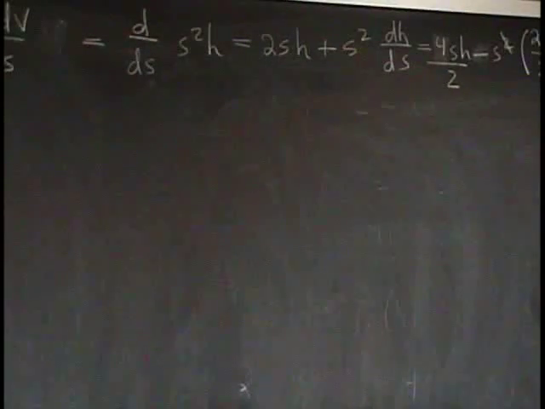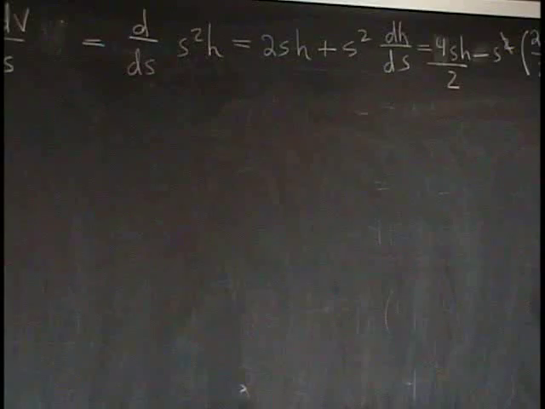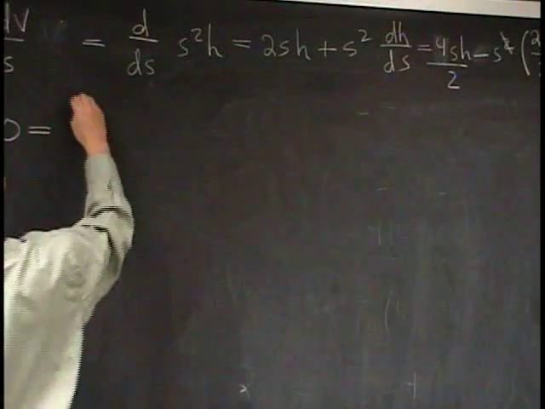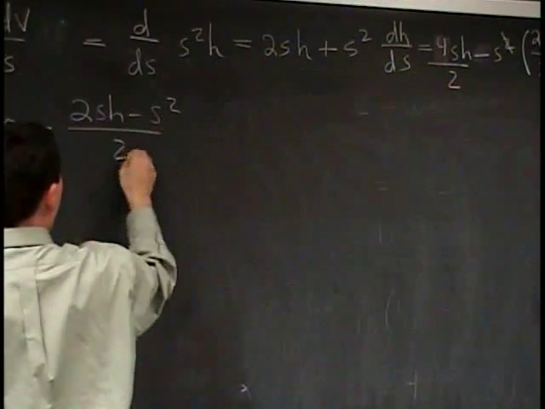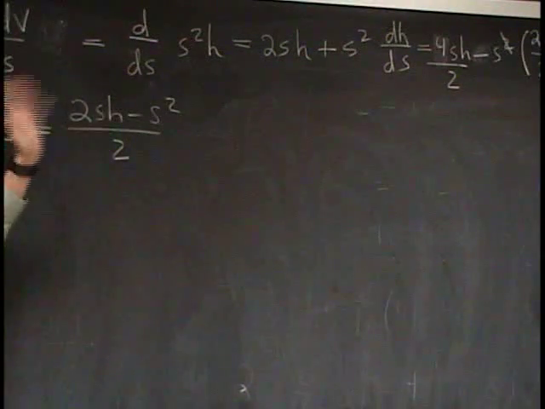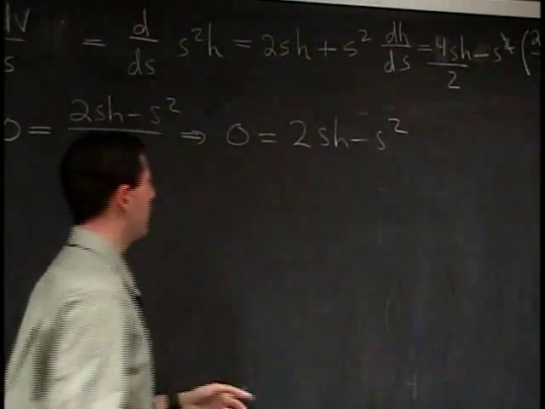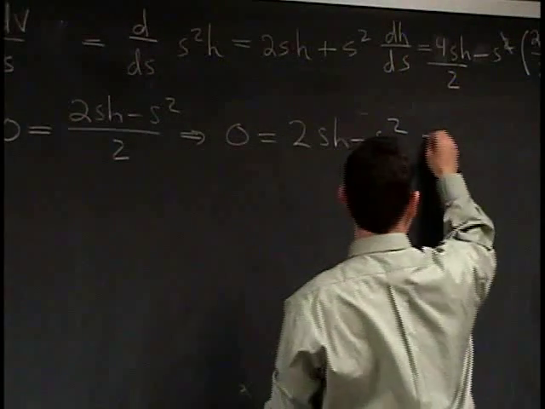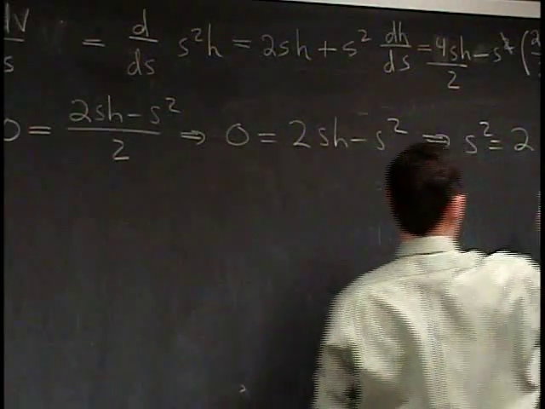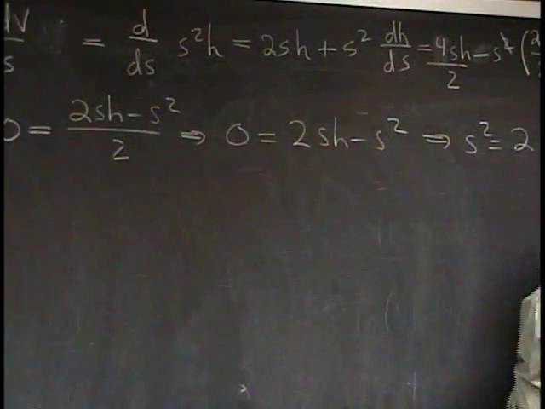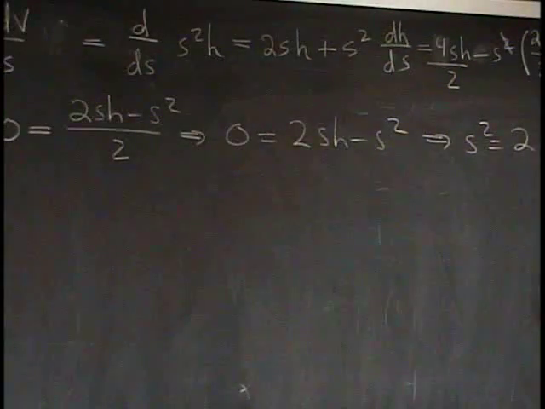So now that says that 0 equals 2SH minus S squared over 2. That's the max condition. Then, of course, you can multiply both sides by 2. It's not going to hurt anything. And now I'll put an S squared on the other side. I get S squared equals 2SH. And I can divide by S. And I get S equals 2H.